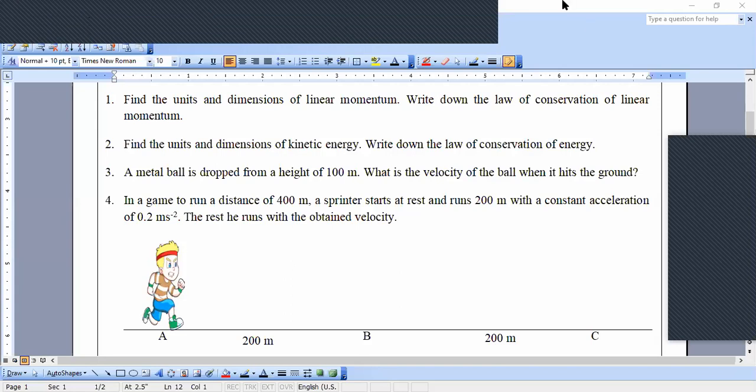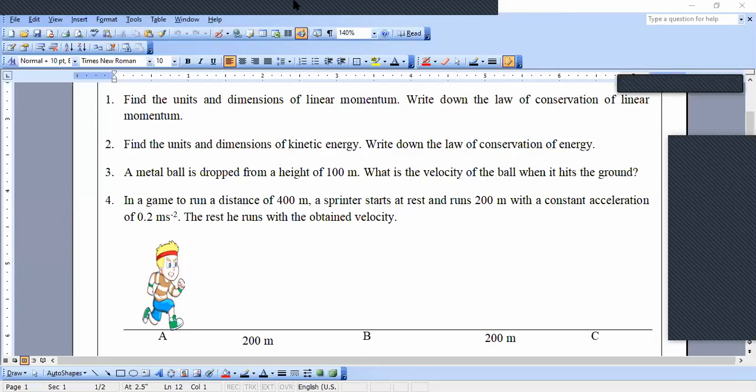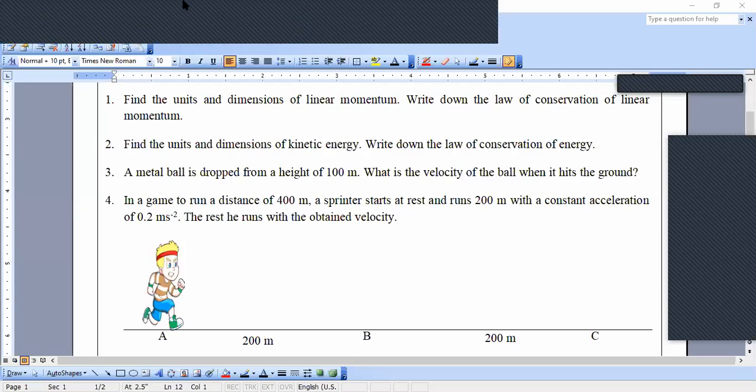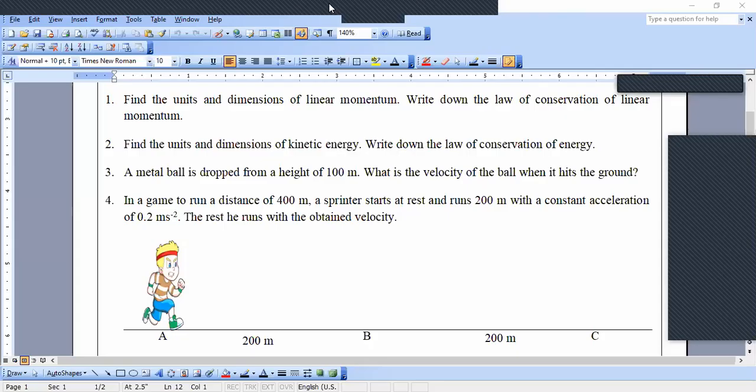Okay, let's start the discussion. Find the units and dimensions of linear momentum. Write down the law of conservation of linear momentum. Can you see the board here? First, they ask us to find the units and dimensions of linear momentum.